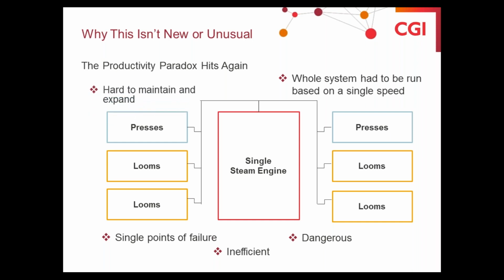And it's hard to maintain or expand. If you need to make a repair to your single steam engine, you take the whole factory out. If you're needing to put a new belt in, it's hard to do. Again, these problems meant that the steam engines weren't as maintained as they should have been. You had more breakages because they couldn't afford to bring anything out.